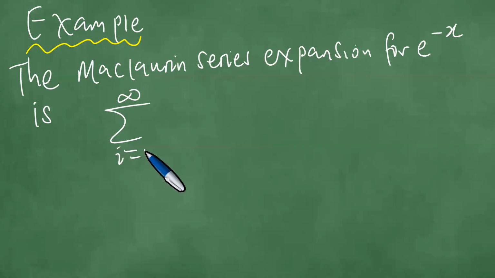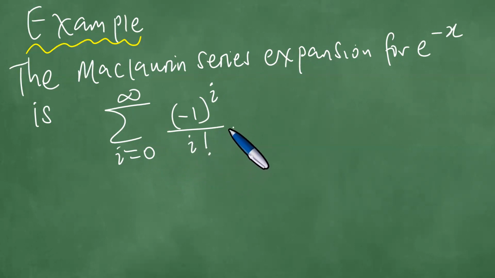the sum from i equals 0 of minus 1 to the power i, divided by i factorial, times x to the i. The Maclaurin series expansion for e to the power minus x is this one here.